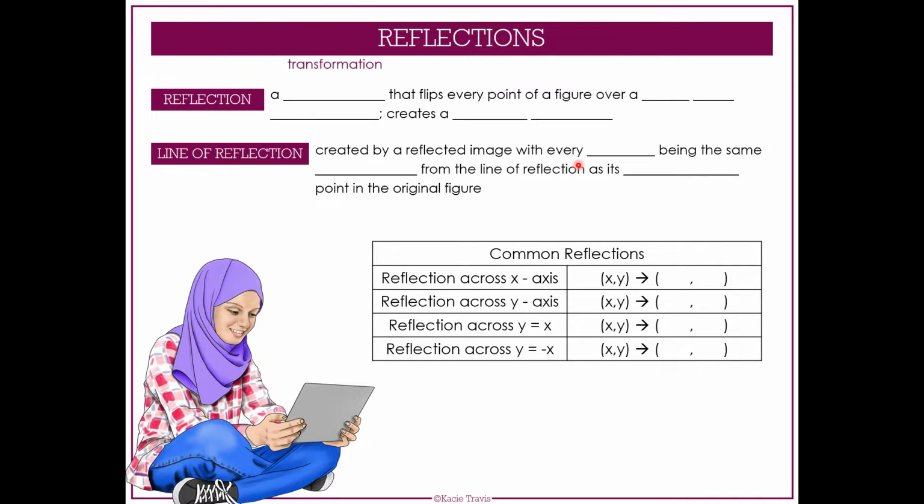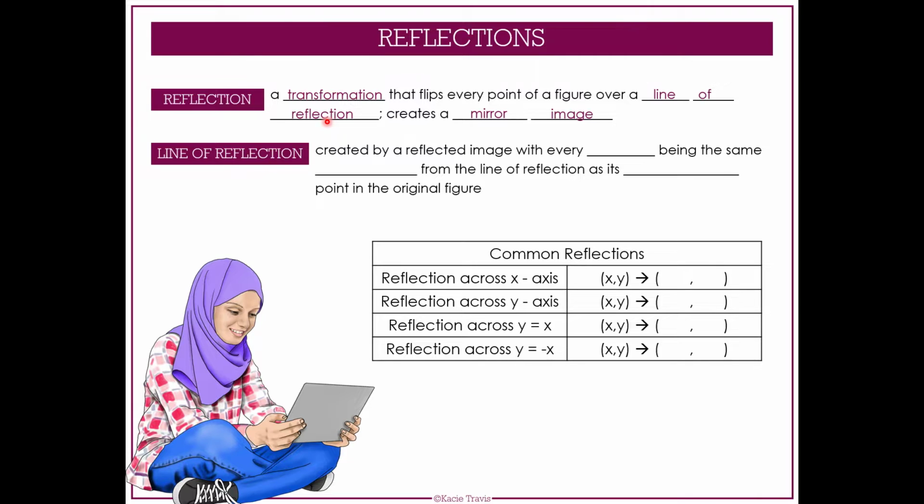A reflection is a transformation that flips every point of a figure over a line of reflection, and this creates a mirror image. Okay? So, this line of reflection, those couple lines that we just talked about, those are our lines of reflection that we will deal with from time to time.